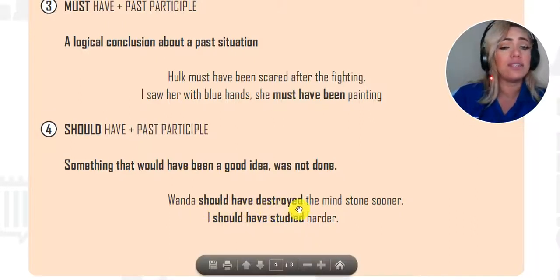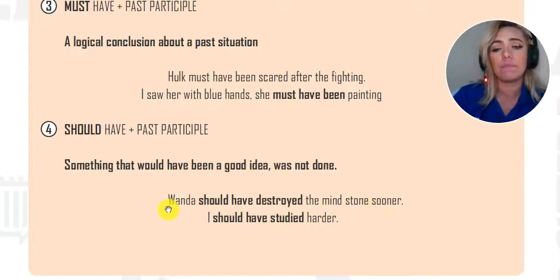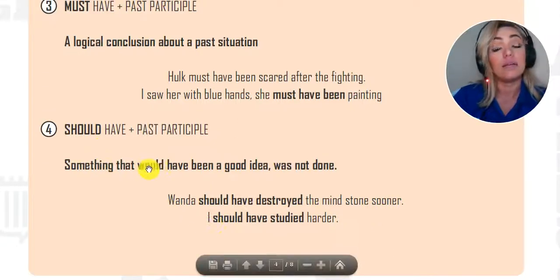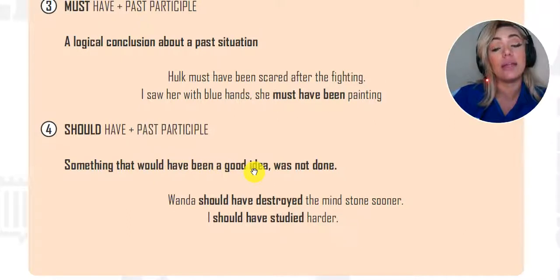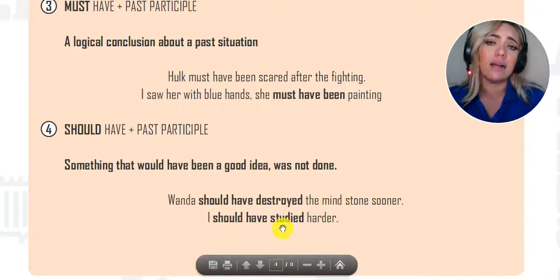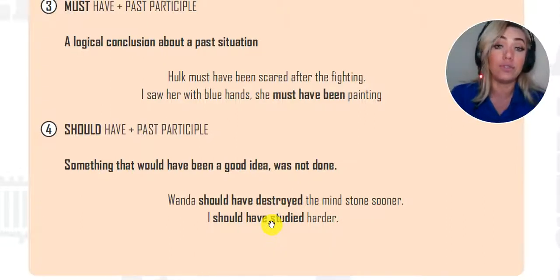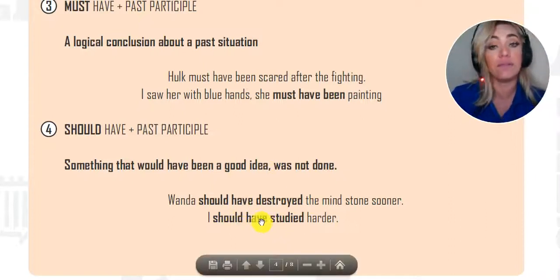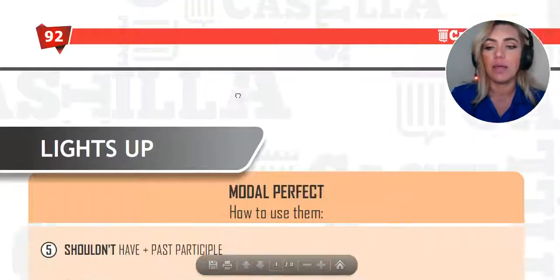Wanda should have destroyed the Mind Stone sooner. Something that would have been a good idea was not done. So she should have, but she didn't. Okay? It wasn't done. I should have studied harder. You didn't. You should. Você deveria, mas não fez. Era uma boa ideia, mas você não a concluiu. Não foi feito. Okay?